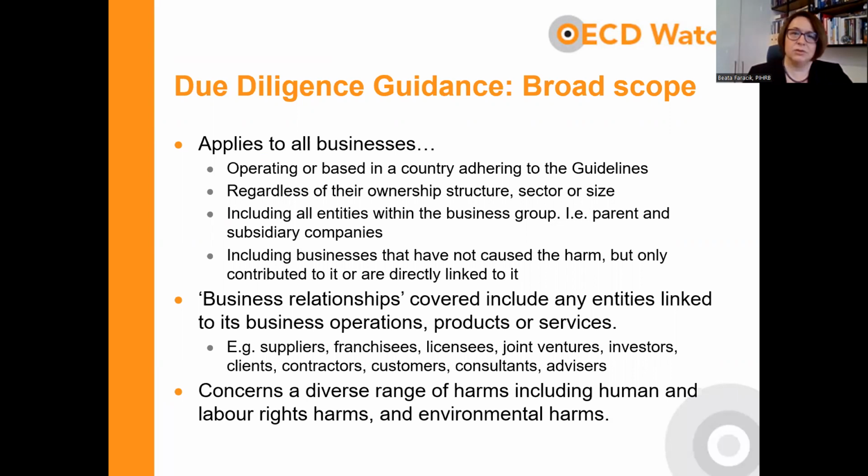The guidance also covers all types of business relationships. This can include any entity or entities that are linked to its business operations, products, or services. For example, suppliers, franchisees, licensees, joint ventures, investors, clients, but also contractors, customers, consultants, advisors, among others. The harms that the due diligence guidance covers are also diverse, such as human rights harms, labor rights harms, and environmental harms.